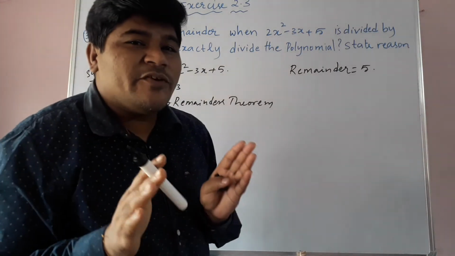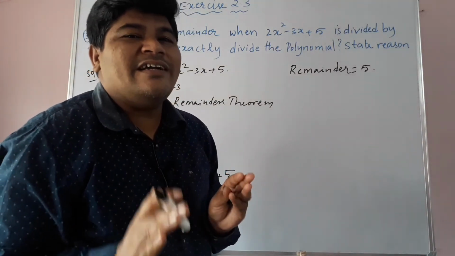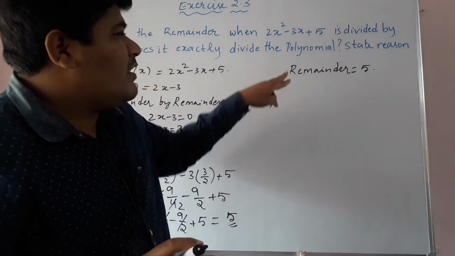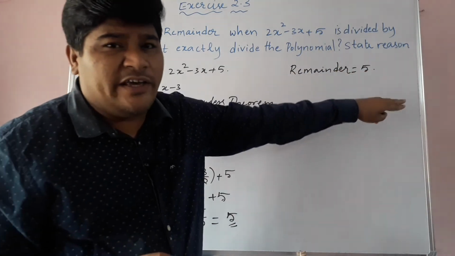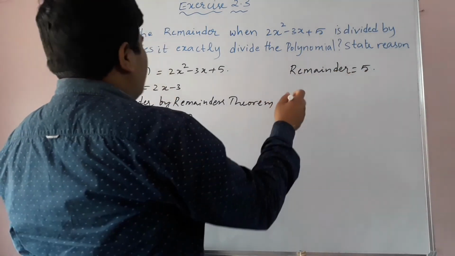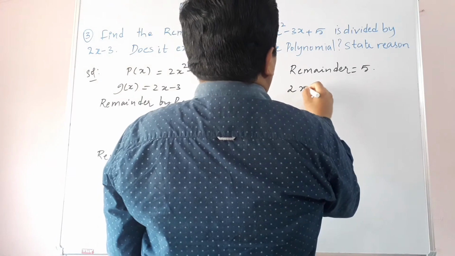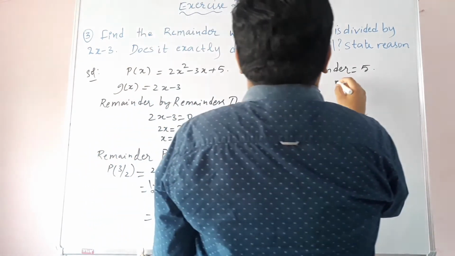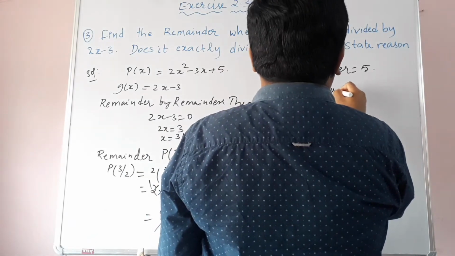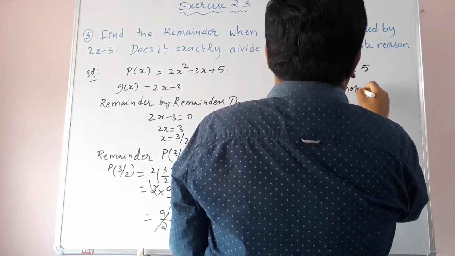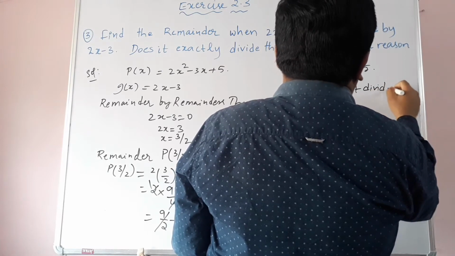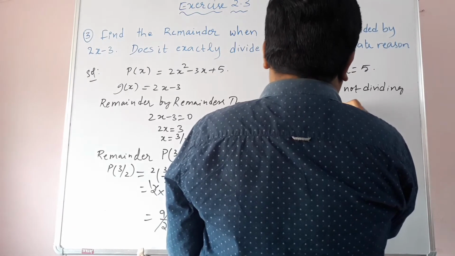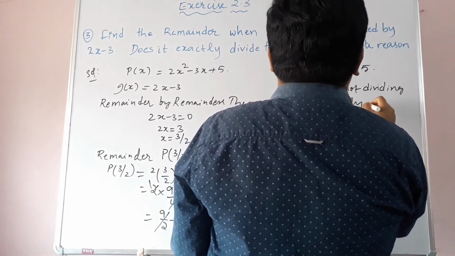Now, does it exactly divide the polynomial? So children, if your remainder is 0, then we can tell that particular divisor is dividing exactly. But here our remainder is non-zero. We got remainder as 5. So 2x minus 3 is not dividing p of x exactly. Okay, it's not dividing exactly.